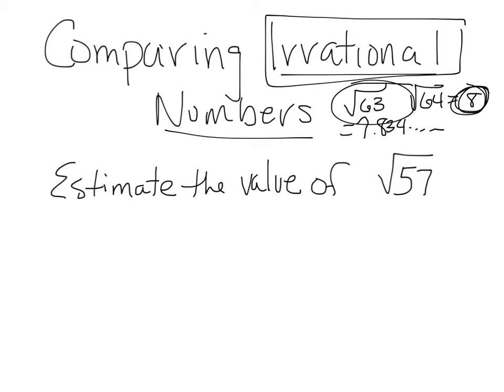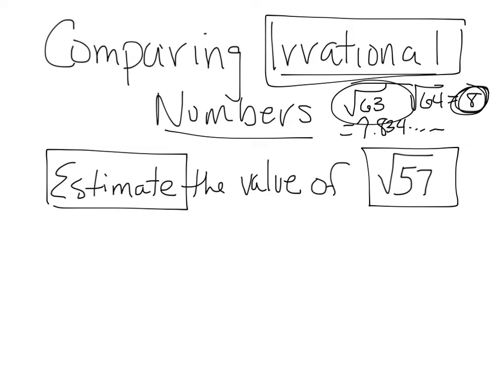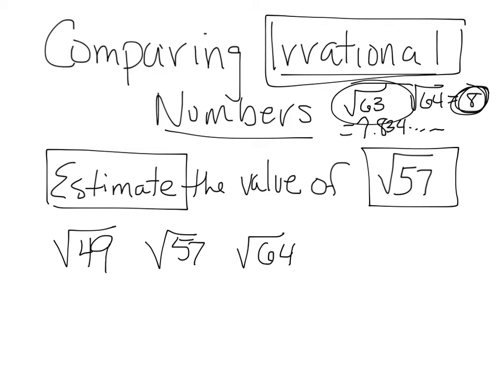Okay? So, what we want to do then is compare irrational numbers, and to do that, we need to be able to estimate the value of an irrational number. So let's try to estimate the value of the square root of 57, of radical 57. Well, the first thing I like to do is find the two perfect squares that radical 57 lies between. All right? And I know that 57 is between 49 and 64.